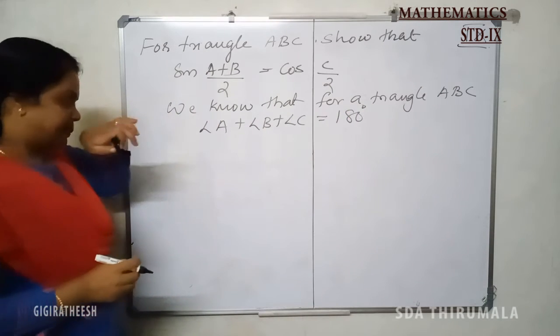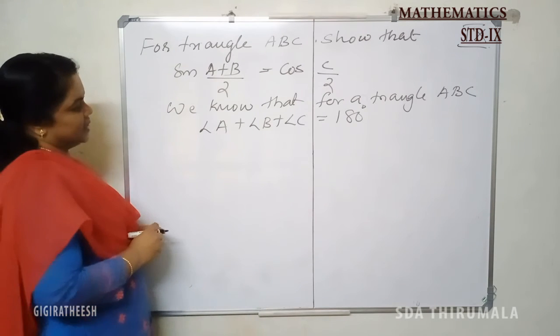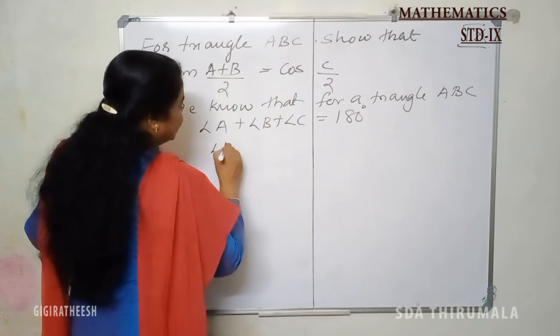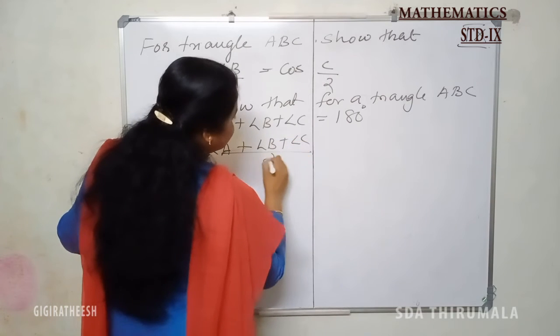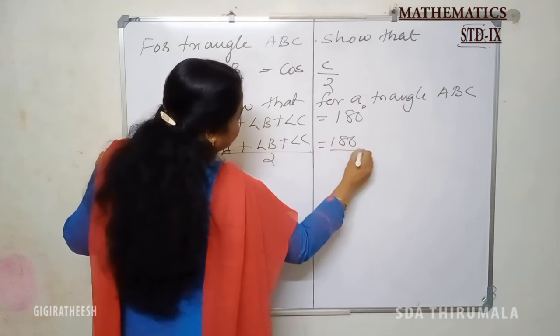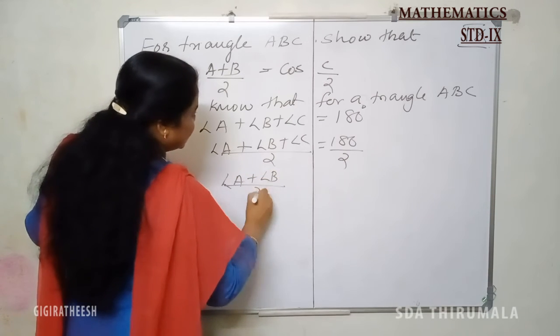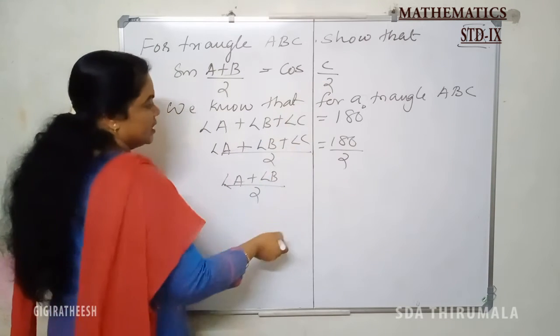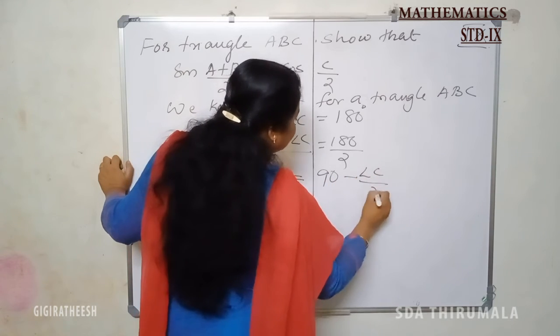That is the angle sum property, the sum of the three angles is equal to 180 degree. And if we divide by 2, angle A plus angle B plus angle C, by 2, is equal to 180 by 2. That is angle A plus angle B by 2, and we need C by 2. So taking C to the right side, that is equal to 90 minus angle C by 2.